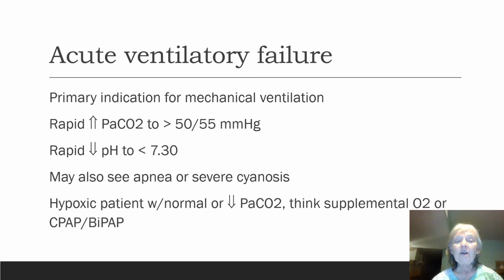Acute ventilatory failure, a little bit different in this case. It's a primary indication for mechanical ventilation. You have a rapid increase of that CO2 to 50 or 55 millimeters of mercury, a rapid decrease to less than 7.30. You may see apnea, or you may see severe cyanosis at this particular point. If you have a hypoxic patient with a normal or decreased PaCO2, in this case, you may be able to use the high-flow nasal cannula or even CPAP, BiPAP at that particular point in time. So it's just a matter of what's going on with these patients, what's the underlying cause at this particular point, and how can we handle this.